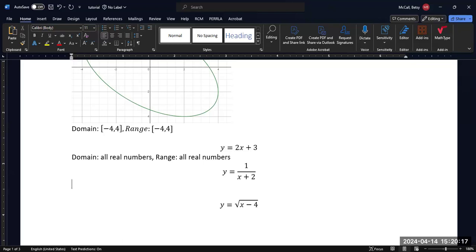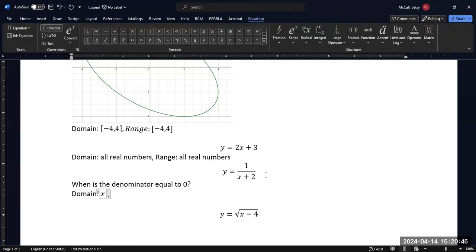It's all good. Now, for a rational function, the thing that you want to worry about is when the denominator is equal to 0, because that is going to be a problem for the domain. Any value that makes you divide by 0 is not a valid mathematical operation, and so that has to be removed from the domain. So in this case, the domain would have to be x is not equal to -2, because if I put x equal to -2, -2 plus 2 is 0. I divide by 0, that's bad.